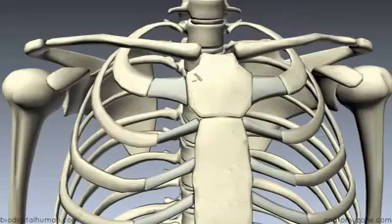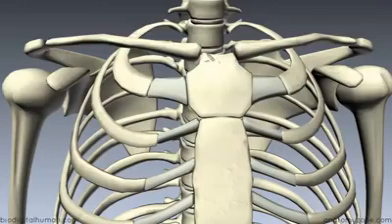So this is the superior part of the sternum. And you can see it has two articulations. You've got articulations with the clavicle and with the first costal cartilage here. So there's three features of the manubrium that you need to know about.